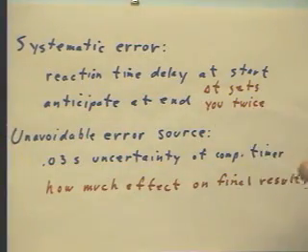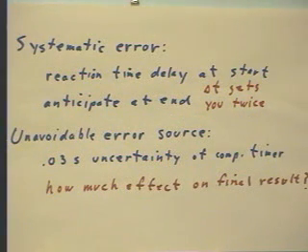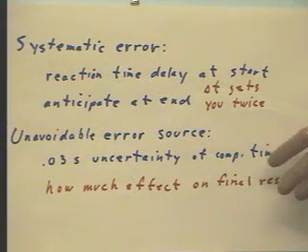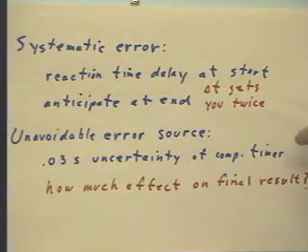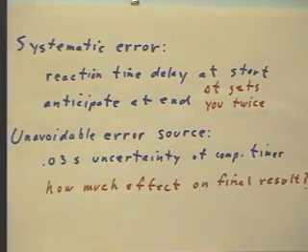Now there's an unavoidable error source, the 0.03 second uncertainty of the computer timer, if we're using that, or an error due to just unavoidable human reactions, not systematic reaction time delays, but people aren't all that consistent. And if a person's doing the timing, we're going to have some errors. And we might ask how much effect that error has on the final result.